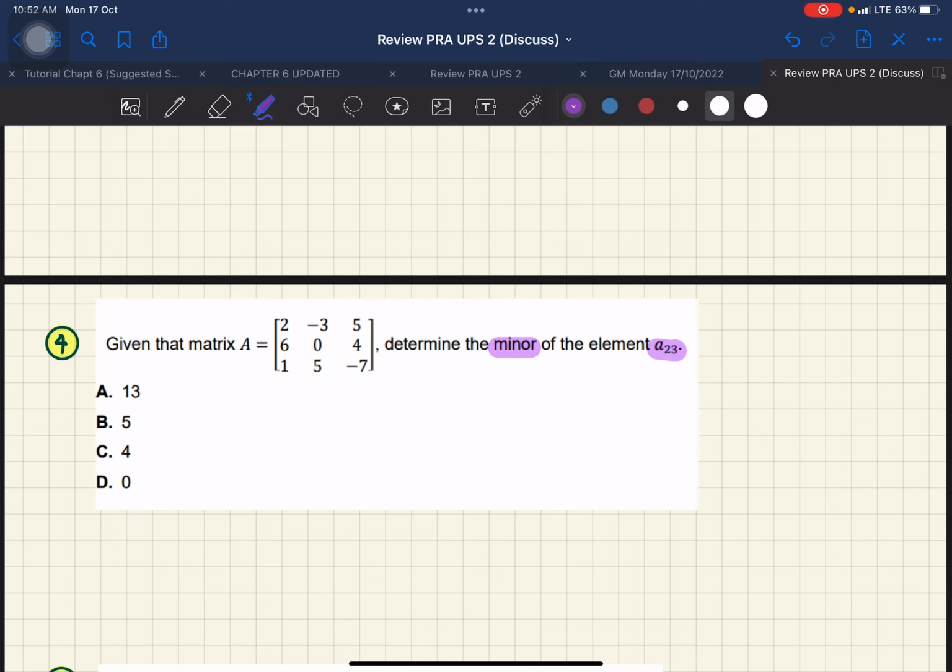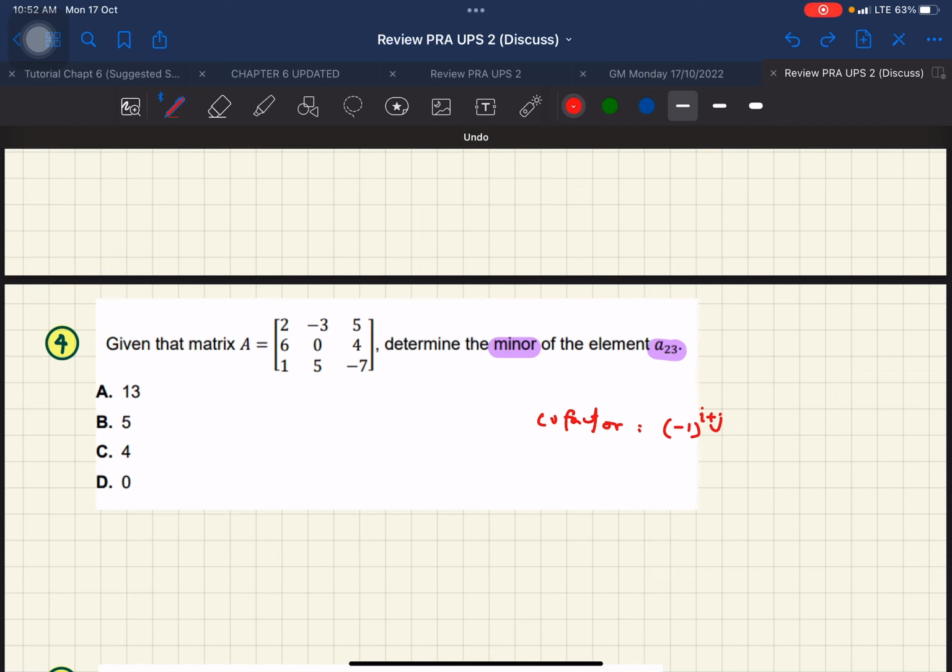So you just need to find the determinant sahaja without the -1 power of I plus J, if you remember. Okay, so formula for cofactor, dia kena negatif 1 kuasa I plus J. Okay, and then minor awak.